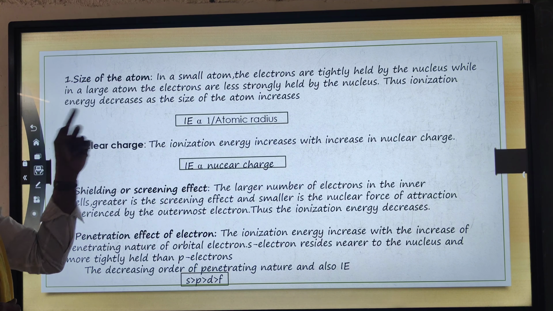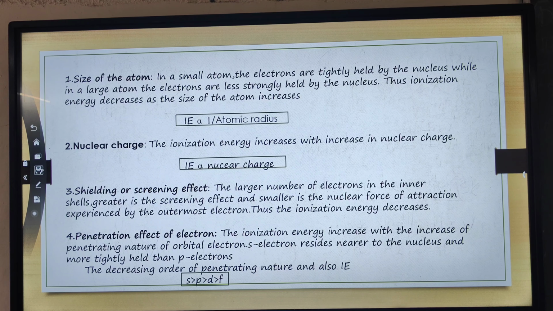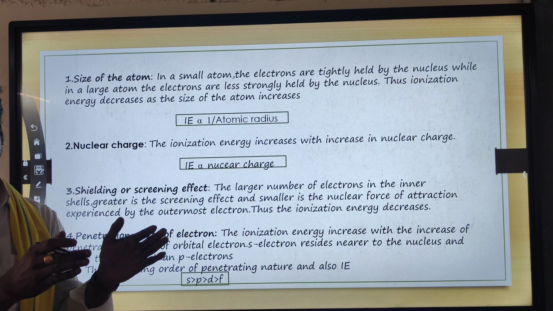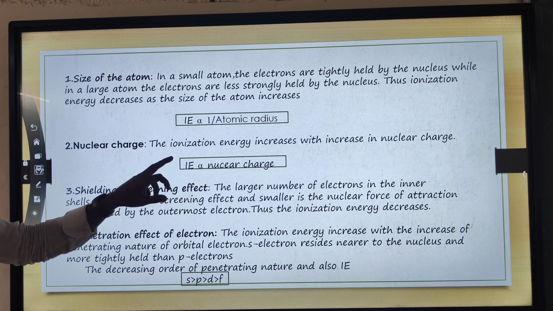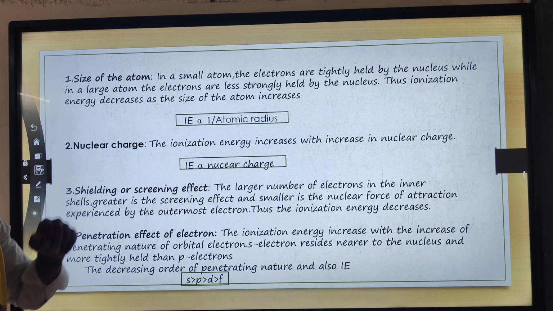The second one is nuclear charge. This is another very important factor influencing ionization energy. The ionization energy increases with increase in nuclear charge. Nucleus means center. In the center we know that there are protons, positive charge. Positive charge always attracts the electrons in the outermost shell. So when the nuclear charge increases, the force of attraction on the outermost electrons increases. That's why ionization energy also increases. Therefore, ionization energy is directly proportional to the nuclear charge.